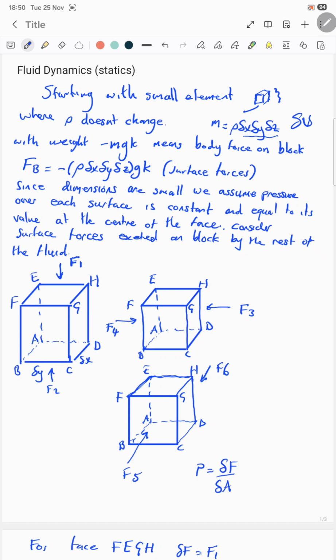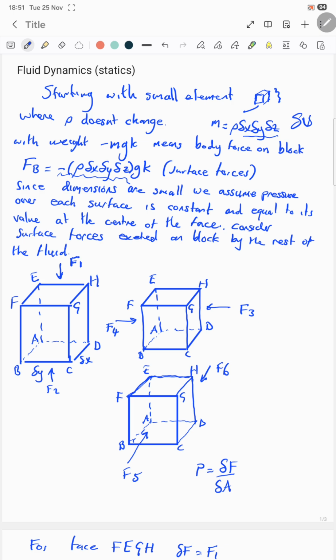Now with weight we have minus mgk, which means that the body force on the block is minus rho multiplied by our volume element, g k. Now g is our gravitational force and k is our direction. These are surface forces. Since dimensions are small, we assume the pressure over each surface is constant and equal to its value at the center of the face.